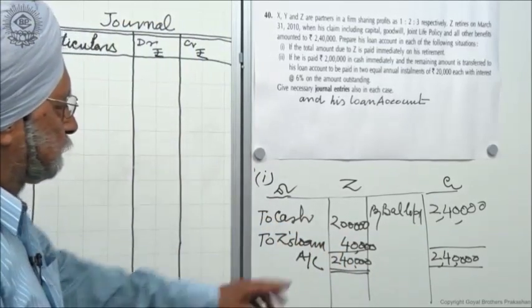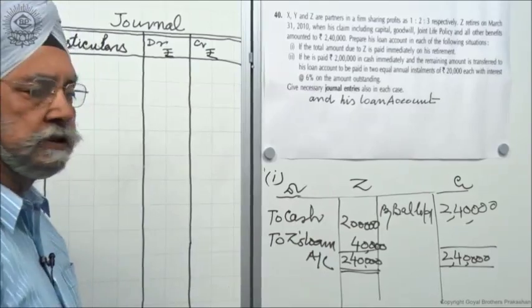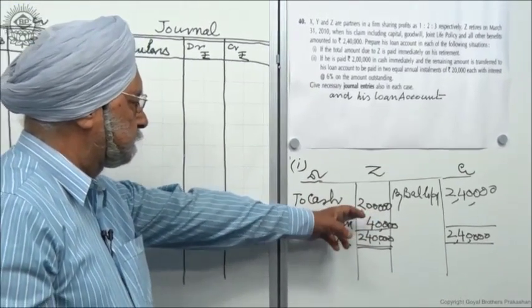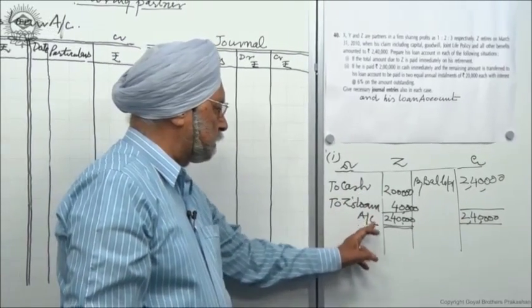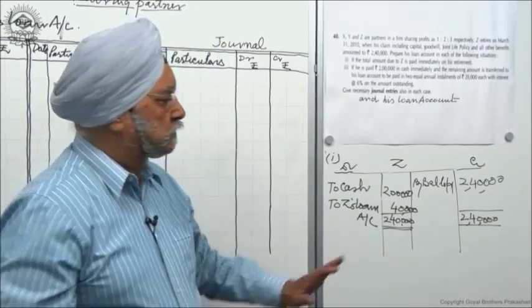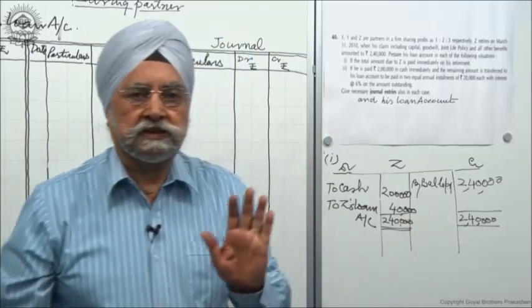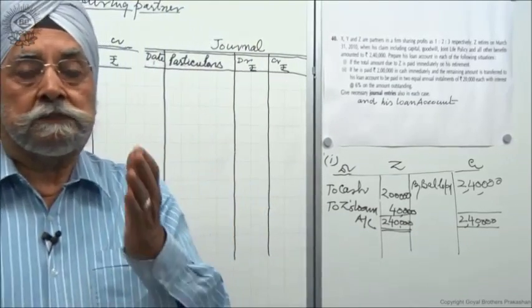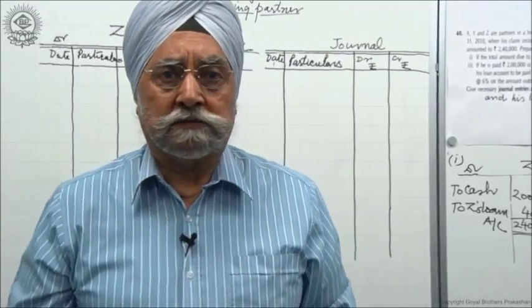Here it is, Z's loan account. Z to cash is 2 lakhs and Z to Z's loan account is 40,000. So his capital account is settled immediately. His capital will not remain in the books, because if his capital account remains, he has not retired.